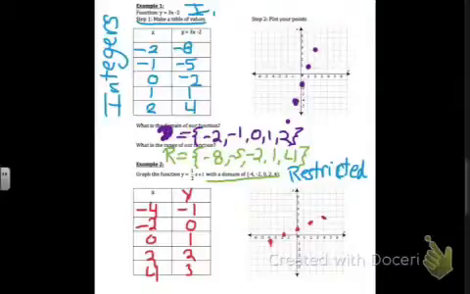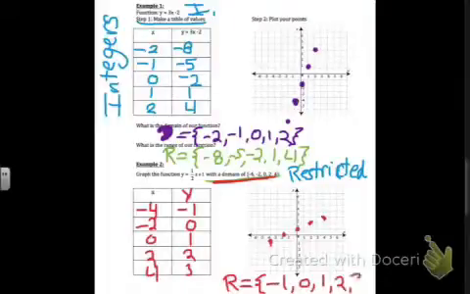So I went ahead and plotted my points. Now the nice part about this is it gives us the domain, so now we're going to look at the range. What is the range of our function? Well, the range, we've already taken care of our x values. We've got our y values, so it's -1, 0, 1, 2, and 3.